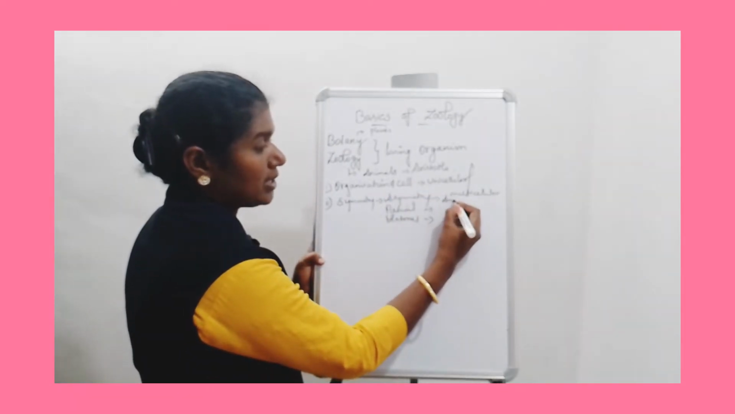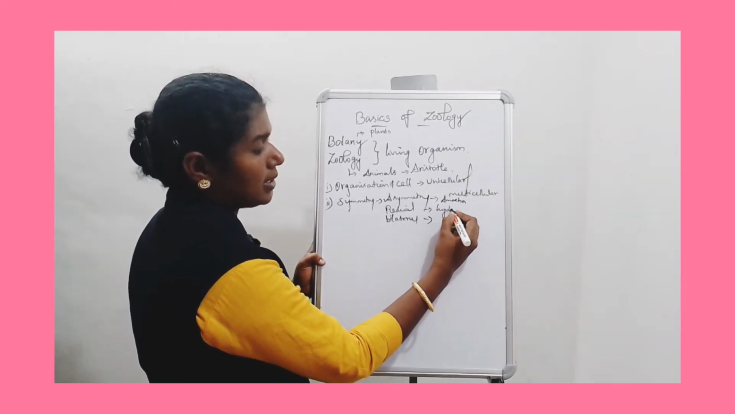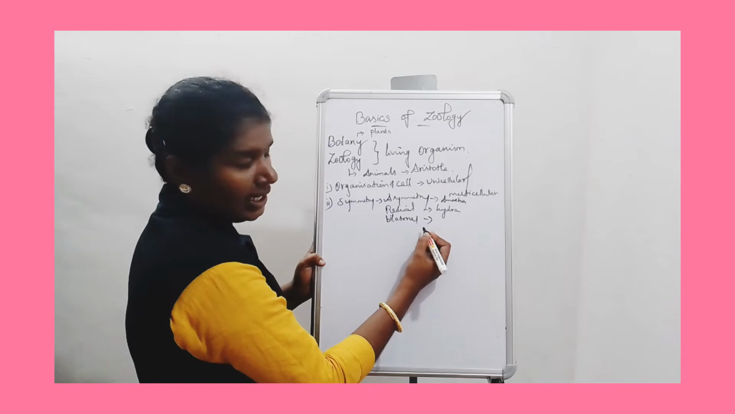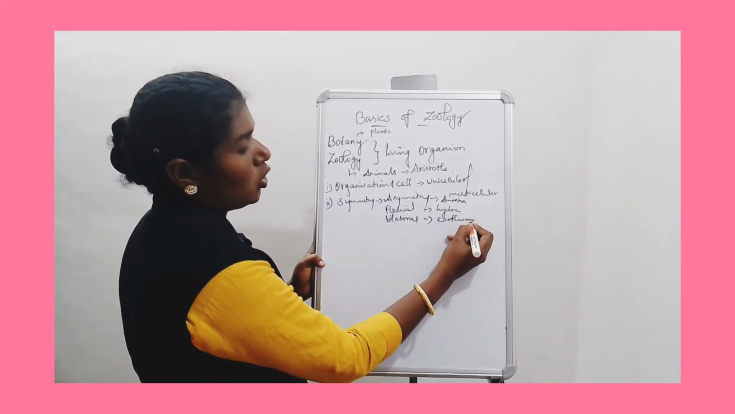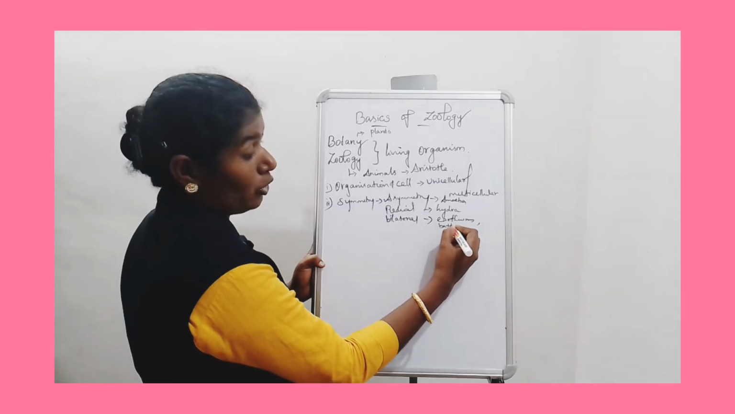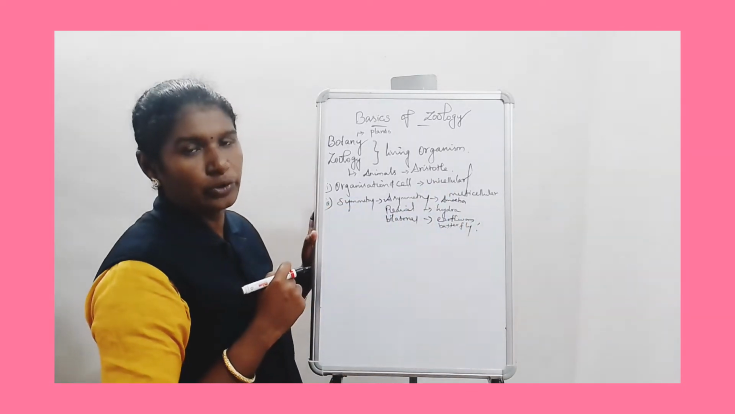Asymmetry, amoeba is the best example. Radial, hydra is the best example. And bilateral, earthworm is the best example, or butterfly or man is an example of bilateral symmetry.